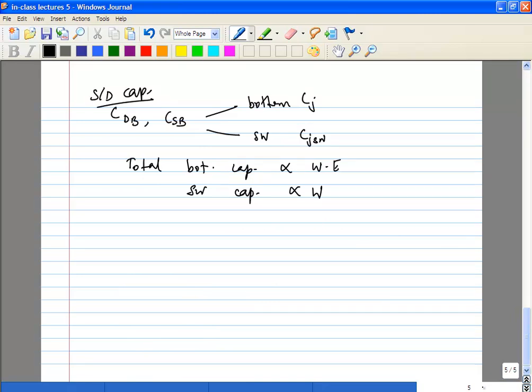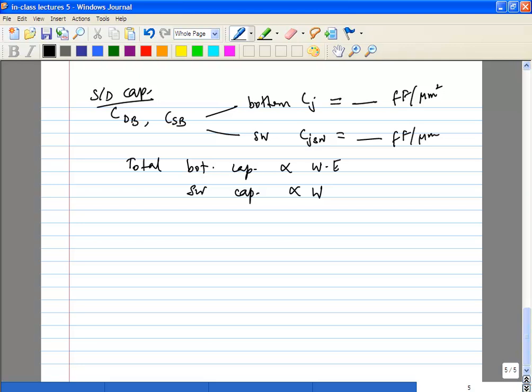So what you will find is the parameters used to represent the per unit capacitances. Cj will be so many femtofarad per micron squared, because that will be the constant, whereas this will be just CjSW times a certain width.